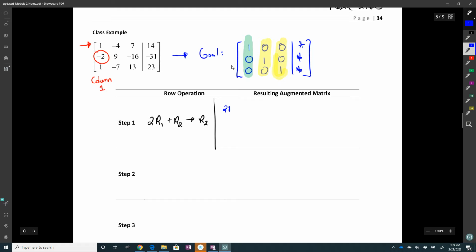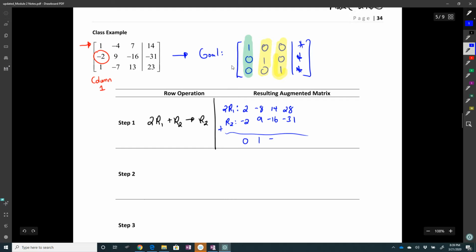So that's going to be 2, negative 8, 14, and 28, and then row 2 is negative 2, 9, negative 16, and negative 31, and I can go ahead and add those up. Just so I don't have to waste time with mental math, I already have the answers. So we get 0, 1, negative 2, negative 3.